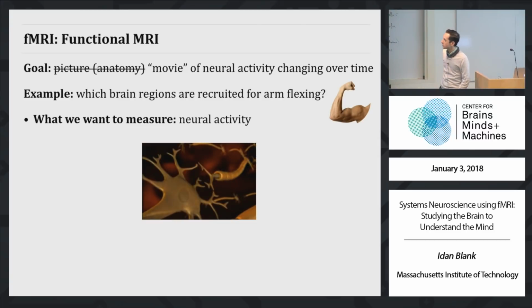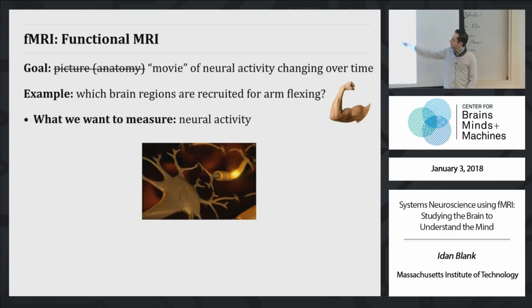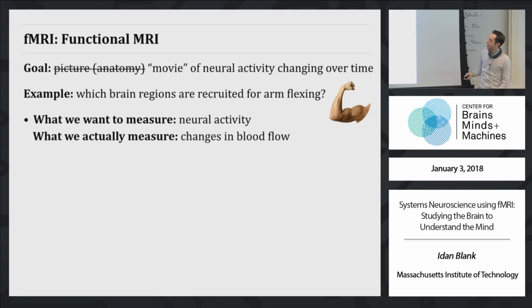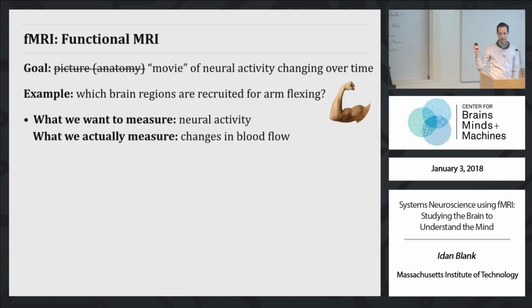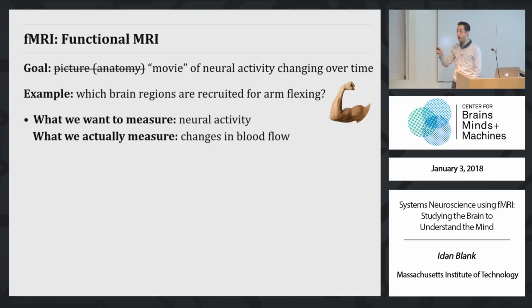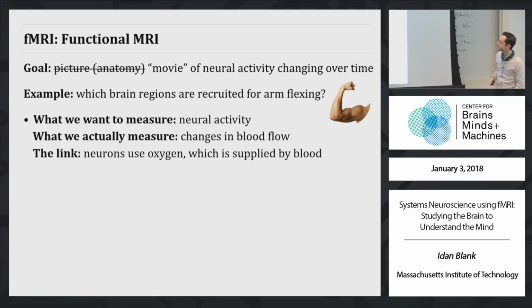Well, that's what it looks like, axons. An axon sends an action potential that spills neurotransmitters into the synapse, and that goes to the next neuron, and so on. But what we actually have is changes in blood flow. That's what functional MRI measures. And now we're going to figure out why we measure changes in blood flow and how it helps us.